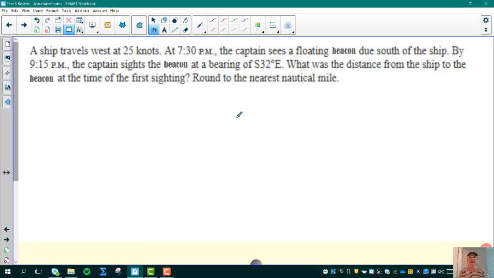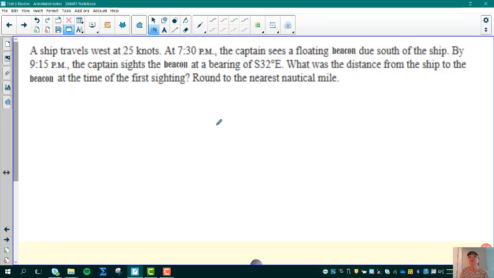A ship travels west at 25 knots, and remember that means nautical miles per hour. At 7:30 p.m., the captain sees a floating beacon due south of the ship. By 9:15, the captain sights the beacon at a bearing of south 32 degrees east.